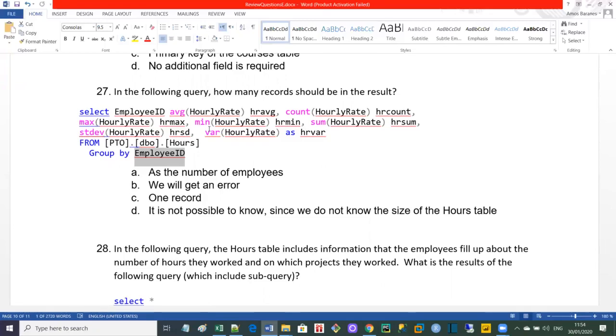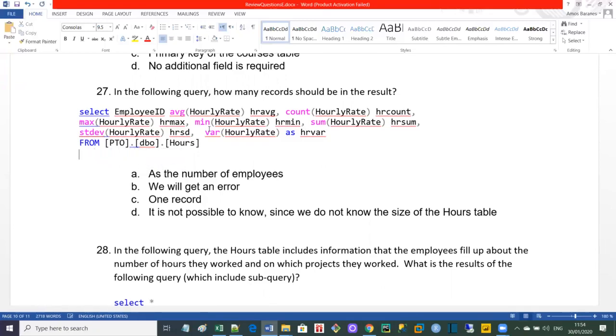If I wanted to get the information for all employees together, and thereby get only one row, I just can delete the group by, and I should not forget to delete the employee ID from here. And that one would give me only one row in this example. So C would be correct for this type of a query.